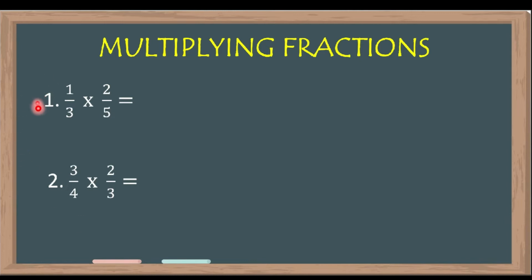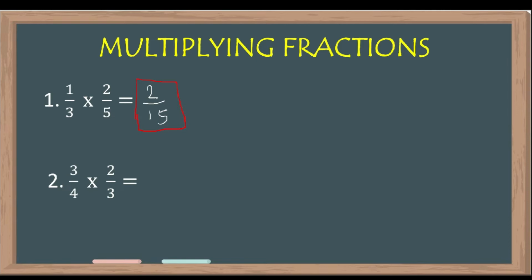Let's say for example, number 1, we have 1/3 times 2/5. So napakadali lang mag-multiply ng fractions. Multiply the numerators, then multiply the denominators. So 1 times 2, that is 2. And then 3 times 5, that is 15. Okay? Then that's it. This is now our answer. Very easy. Now remember, kung ang sagot natin ay pwede pang i-simplify in lowest term, kailangan natin i-simplify in lowest term.